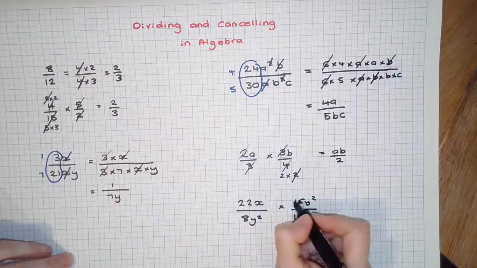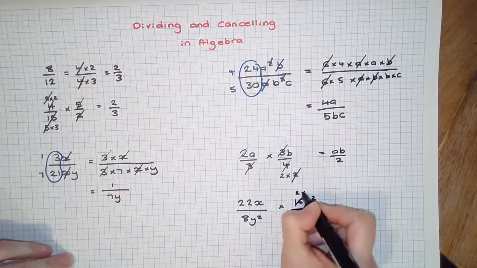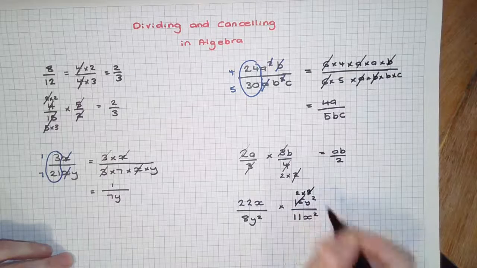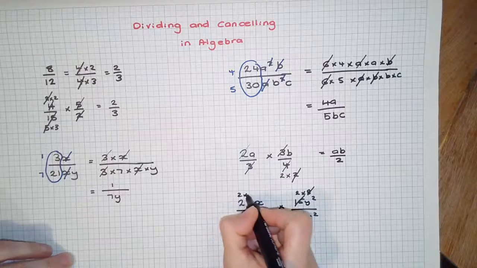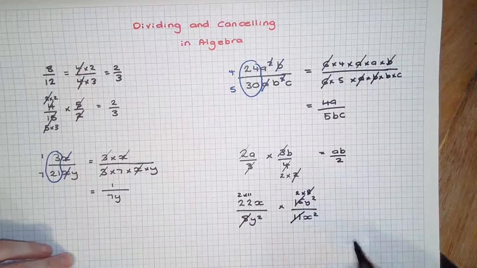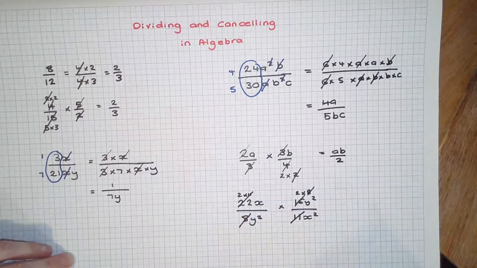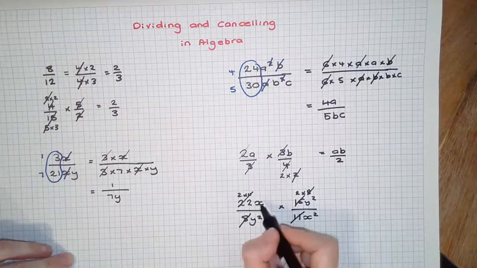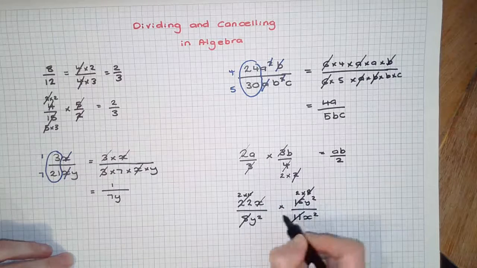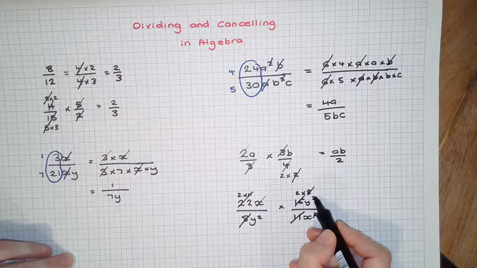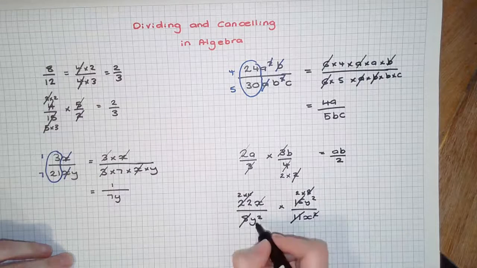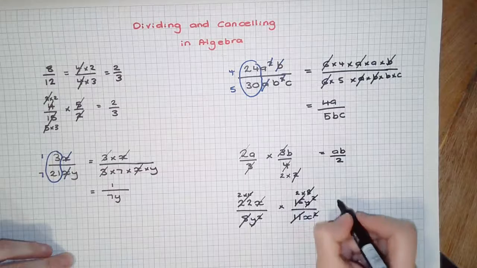So I can see that this 16 could become 2 times 8, and I cancel the 8 in the numerator and 8 in the denominator. I can see 22 is 2 times 11 and cancel the 11 in the denominator and 11 in the numerator. Ooh, and I've also got some x's. I've got 1x in the numerator, so I'll cross out the power on the denominator. And I've got y squared on the numerator and y squared on the denominator, so they can both be cancelled.